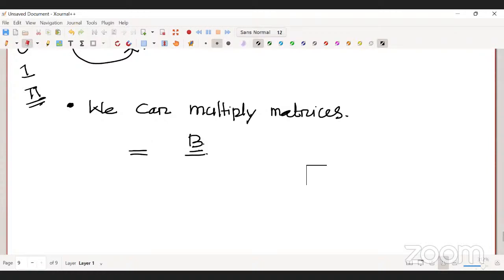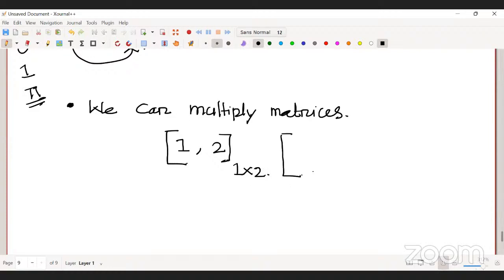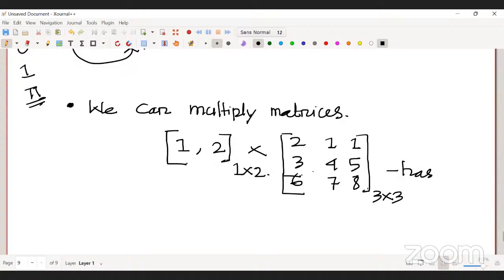For example, if I take this matrix 1, 2, what is the order of this matrix? 1 cross 2. So certainly I cannot multiply this matrix with this matrix. So this multiplication has no meaning. So there is a condition on matrix multiplication.